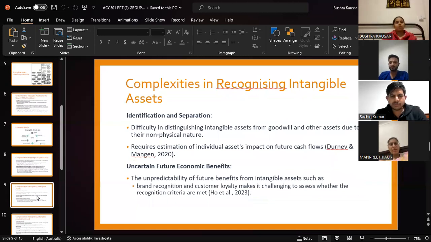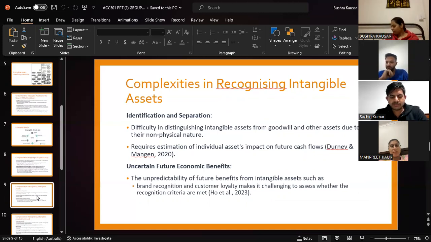The first slide is complexity in recognition of intangible assets. The recognition of intangible assets involves several complexities. It is a process that requires careful judgment and expertise because of the unique nature of these assets. Here are some of the main complexities. The first is identification and separation. In this, intangible assets can be challenging to identify and separate from other assets.